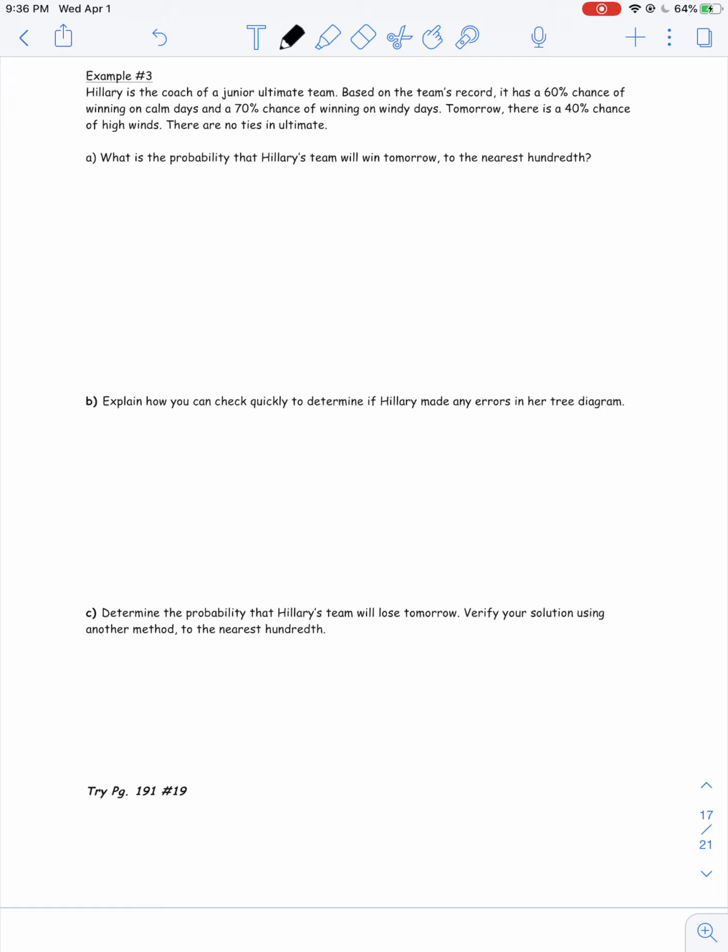Example number 3. Hillary is a coach for a junior ultimate team. So ultimate is like volleyball. Or I think that's frisbee actually. So ultimate is frisbee, I believe.